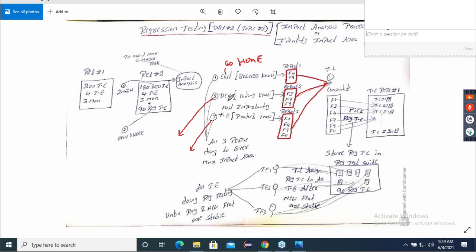Next, what is the job of a test engineer? What is the job of a test engineer? Write the test document. For which features?